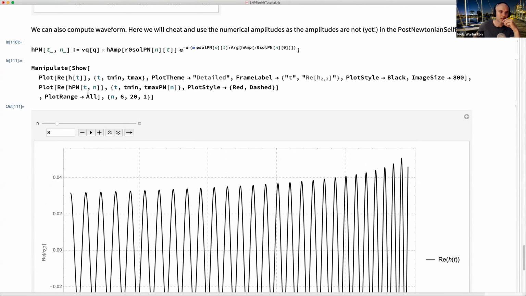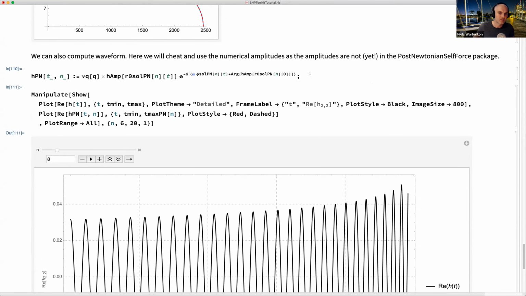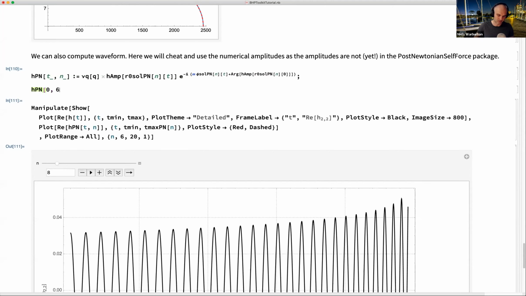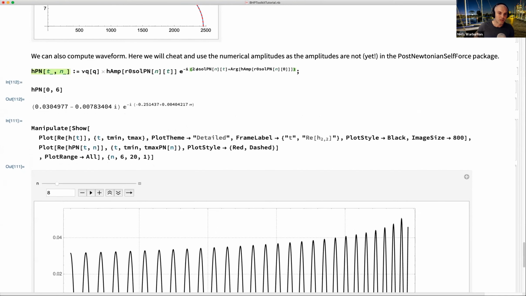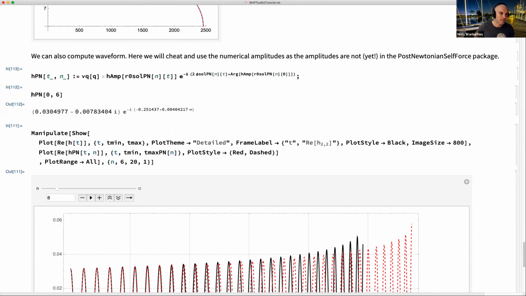Where's the PN series not appeared there? Let's just see HPN 06. There's an M in there. We'll just make that the 2-2 mode. There you go.